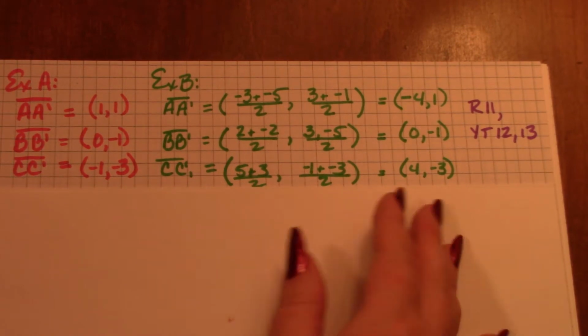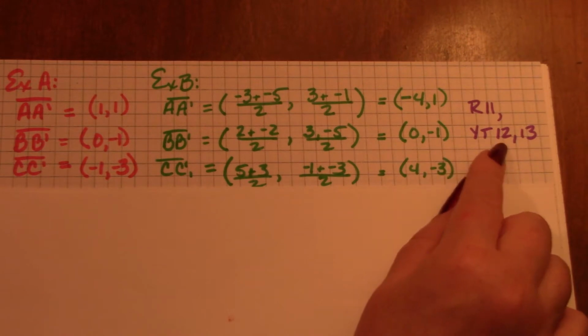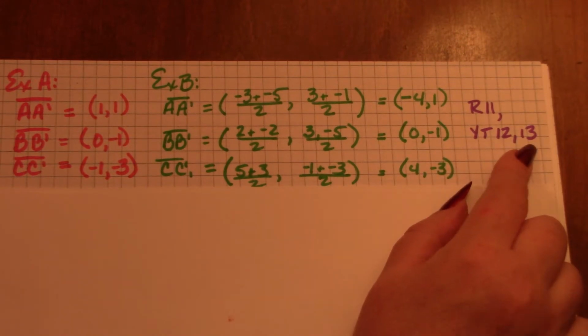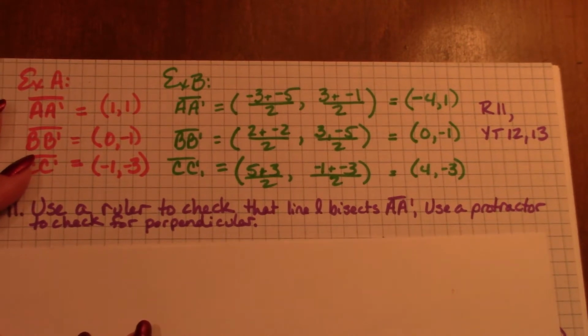So pause here to do reflection question number 11, and then your turn numbers 12 and 13, and come back when you're done. Number 11, one way to do it is to use a ruler to check that line L bisects line AA prime, and you can use a protractor to check to see if it's perpendicular.